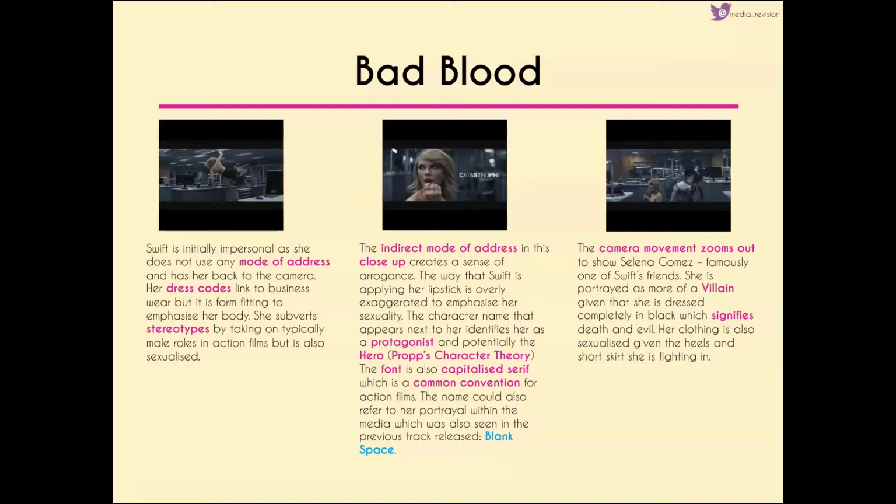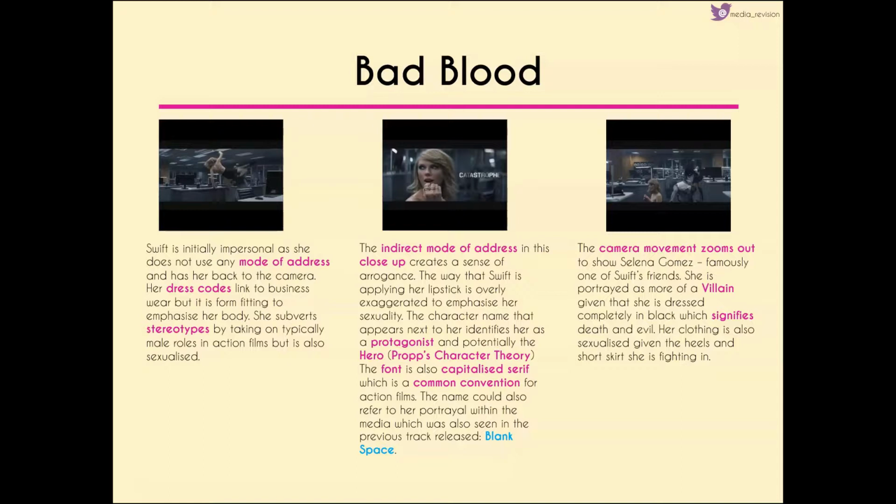Now all of the cast members got to choose their names, including Taylor Swift, but the name that she's chosen not only could refer to perhaps the way that she's presented within the media as a catastrophe in relationships. It could also link to this idea that she is cat obsessed and she does have 3 cats now. Either way, the fact that we see her name first tells us that she's the protagonist and is most likely going to be the hero if we break this down in terms of props characters. The font that shows her name is capitalized, it's serif, so again using these common conventions for action films as well.